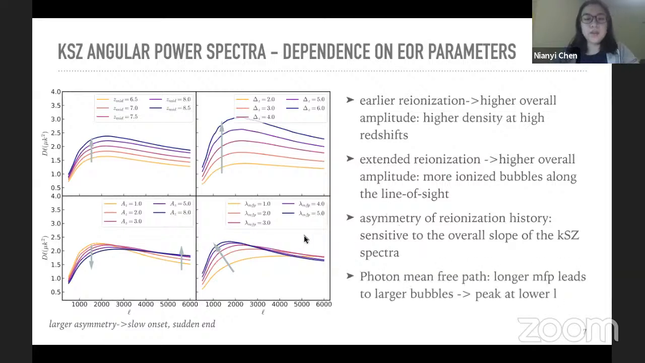And finally, we vary the photon mean free path in the simulation. Remember that if you have a small mean free path, you will get smaller ionized bubbles, and if you have a large mean free path, you will see larger ionized bubbles in the simulation. Because the size of the ionized bubbles is directly related to the peak of the angular power spectra, when you increase the mean free path parameter from 1 to 5, you see a shift of the peak of the angular power spectrum from L equals 2000 down to L equals 1000.